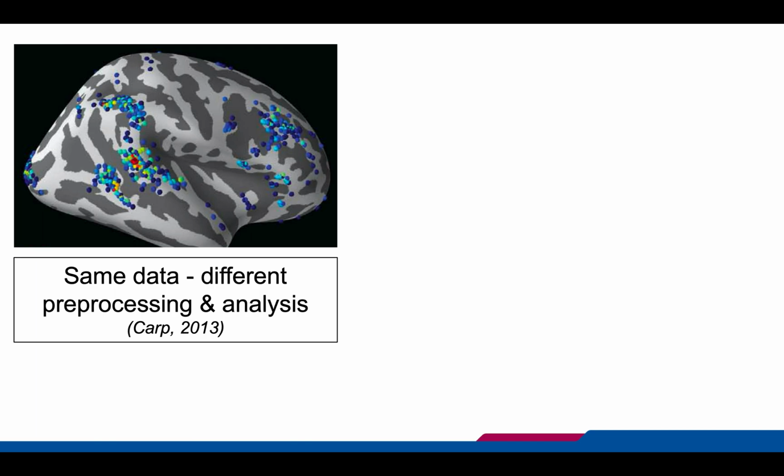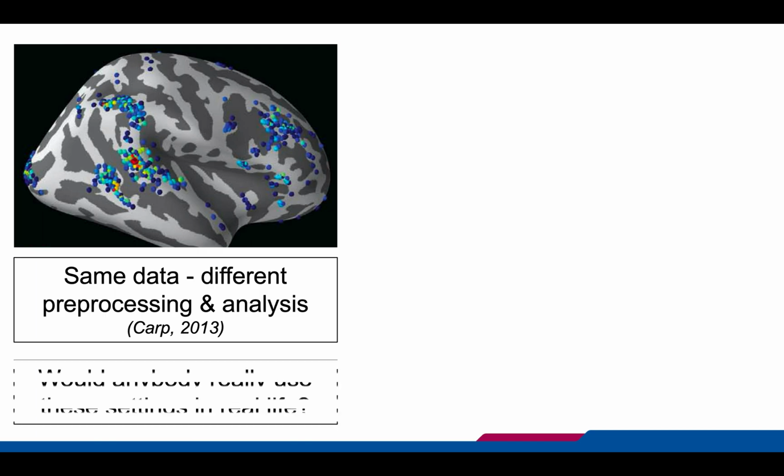That's one of the, I think, most underappreciated studies that's already 7 years old by Joshua Karp that looked at the same data just analyzed in different ways. And you can see that the location of their findings varied quite a bit. Now, one of the common criticism for these kind of investigations is, yeah, you can basically go through all different kinds of settings, but would anybody really use them in real life? Or isn't that fear-mongering, and in the end, such kind of variability would never be seen in the actual literature?